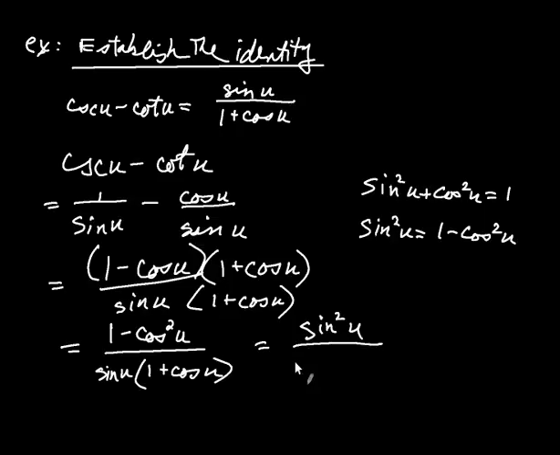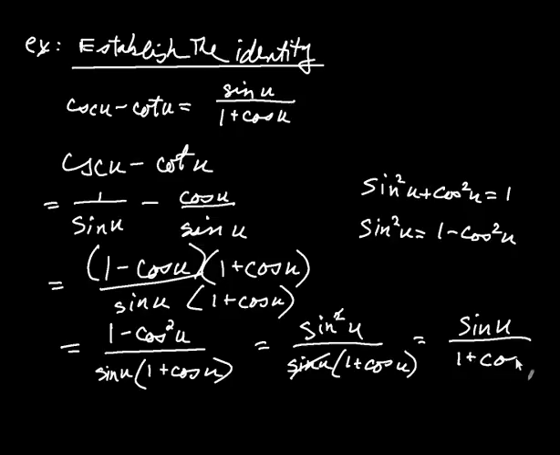And we still have in the denominator sine u times 1 plus cosine u. And now you can see why we left that denominator factored, that is as a product, because sine u is going to cancel, because it's multiplication, with the sine u in the numerator. And we're left with just sine u divided by 1 plus cosine u. Okay? And we're finished because we showed that the left-hand side is equal to the right-hand side, sine u over 1 plus cosine u. Okay, and that's how you establish trigonometric identities.